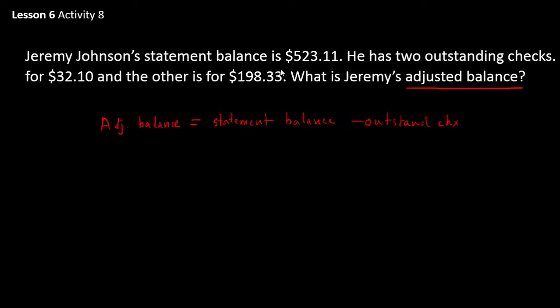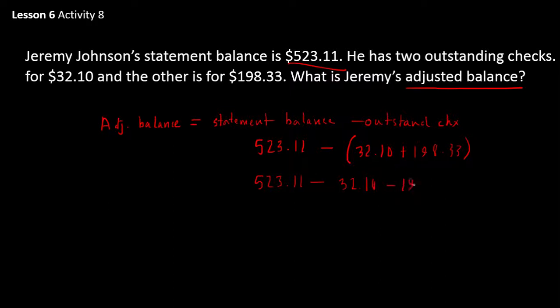So let's plug it in. Statement balance is $523.11. So $523.11, and I'm going to subtract outstanding checks. I'm subtracting the sum of these checks. So I take $32.10 and I add $198.33. Those are the individual balances. Now, it would be equivalent to write $523.11 minus $32.10 minus $198.33 because this subtraction symbol gets distributed. So whichever way makes more sense to you is fine.